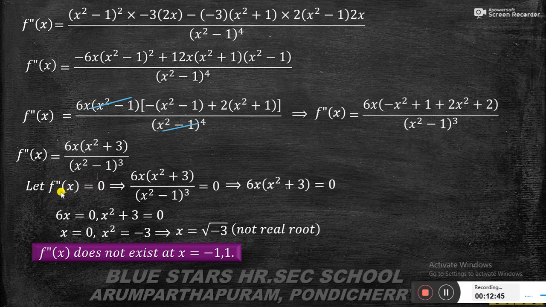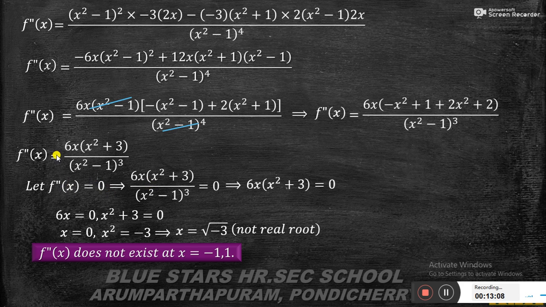So the concavity condition is f double dash of x equal to 0. Already we found the local extrema, which means we take f dash of x equal to 0, but for concavity, the condition is f double dash of x equal to 0. So we need the concavity, and we take the condition f double dash of x equal to 0.